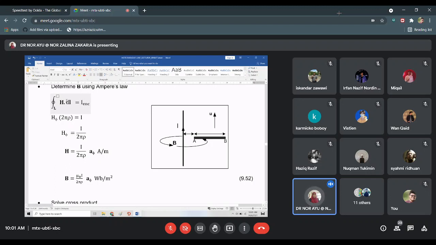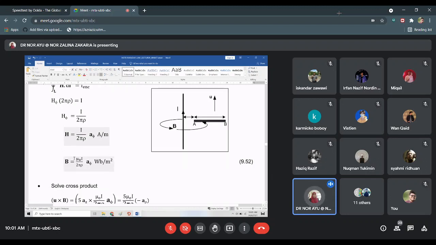Alright, so you know that DL of your B, which is this way, will be rho d phi. Okay, kan dia akan buat satu bulatan. So this line over here is rho d phi. So rho d phi, bila kamu integrate, you will get 2 pi rho, and equals to I enclose. Untuk line current, I enclose dia adalah I. Remember before this? So you will get your H is like this, and B is just mu naught I over 2 pi rho.